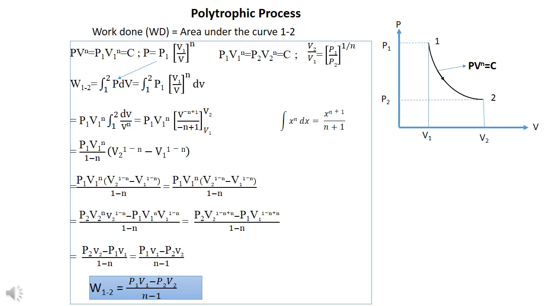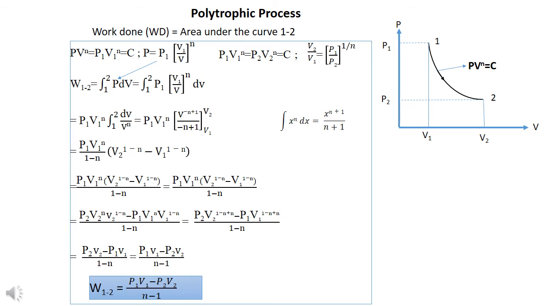Substituting those limits, P1 V1^n into [V2^(1-n) minus V1^(1-n)] divided by (1-n). Individually multiplying with their initials, we get P2 V2^(1-n)... minus P1 V1^(1-n)... So the V^n terms get cancelled. We are left with (P2 V2 minus P1 V1) divided by (1 minus n).